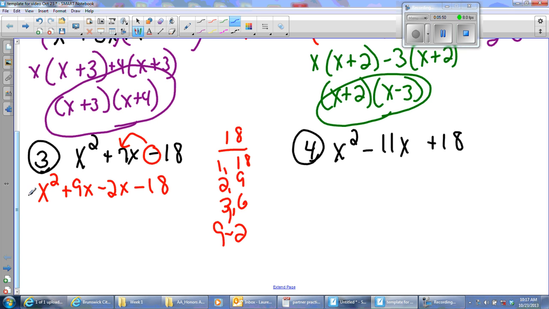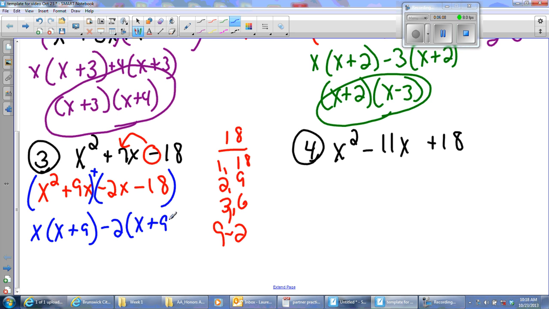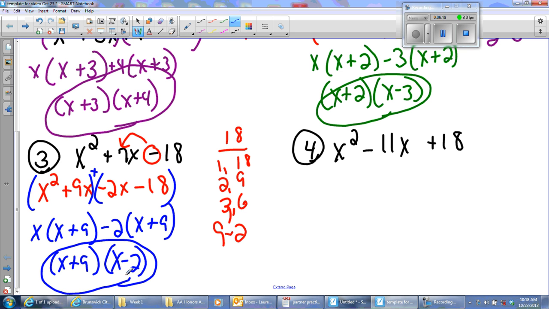Okay, going to do my grouping now. I've got 4 terms. Going to stick a plus in the middle. My GCF is going to be an x. I'll be left with an x plus 9. My GCF in the second quantity, I'm actually going to pull out a negative 2 and leave me with an x plus 9. One more step, I'm going to have an x plus 9 and an x minus 2. And there you go. Pretty easy stuff.